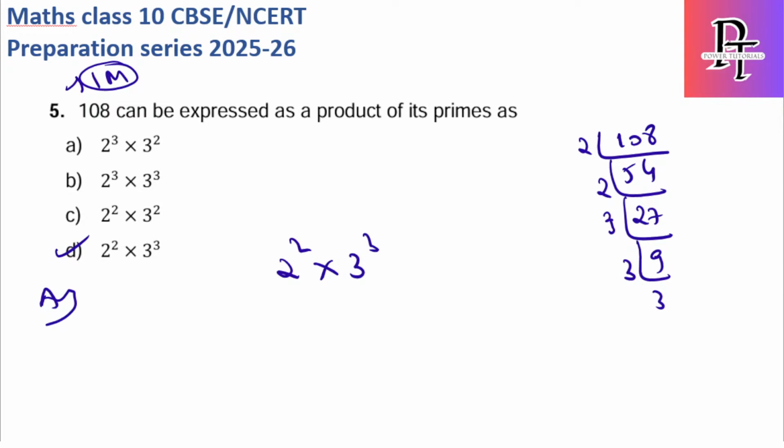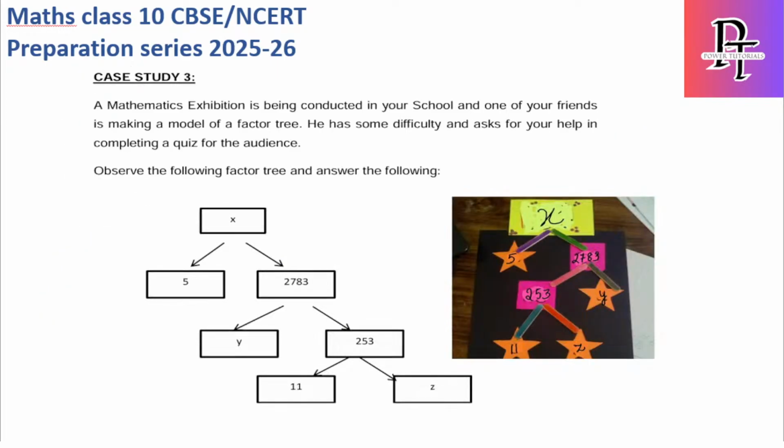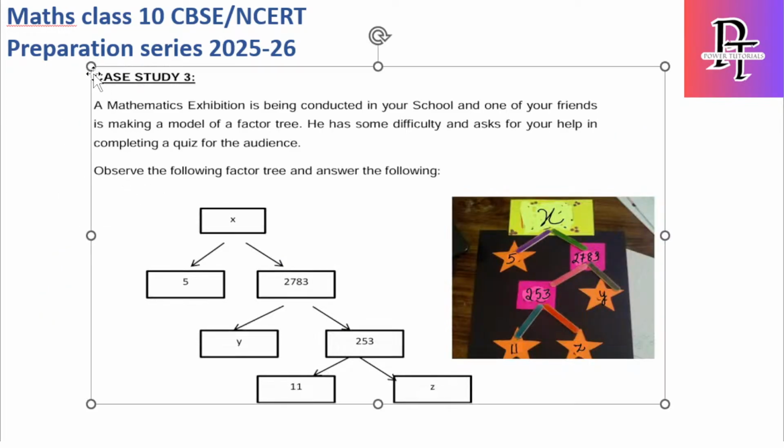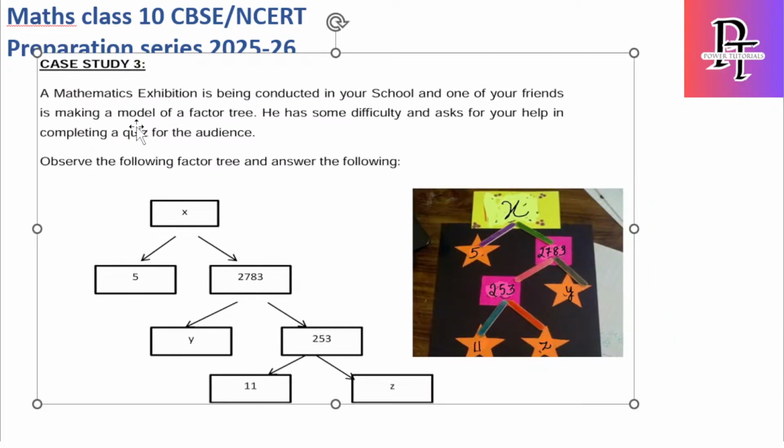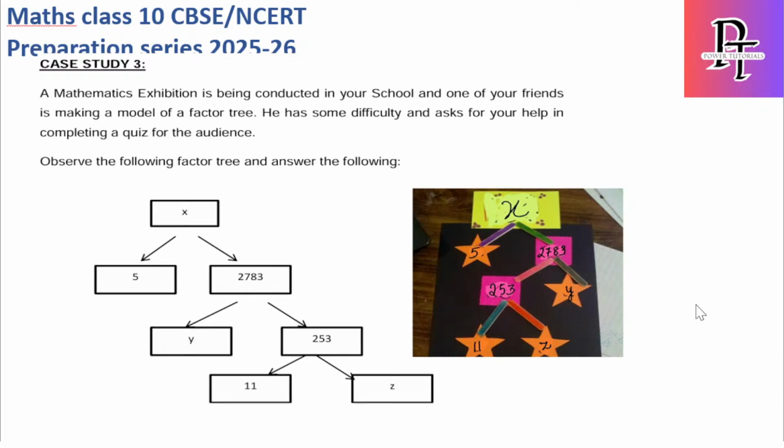Okay, let's move to the last case study for today, case study 3, and this is related to our arithmetic theorem. A mathematics exhibition is being conducted in your school, and one of your friends is making a model of a factor tree. He has difficulty and asks for your help in completing a quiz for the audience. Observe the following tree and answer the following.